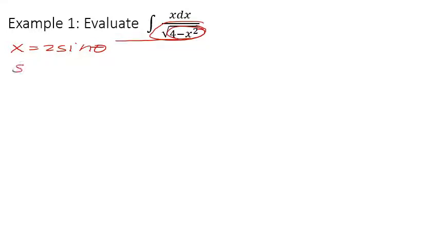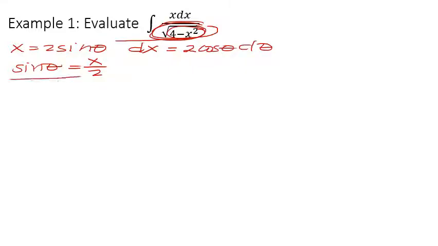So your sine theta here is equal to x over 2. Right? And the dx here, right, you can get 2 cosine theta. Right? Okay? So, how to get square root of 4 minus x squared? So, mabutang na siya diri, guys.